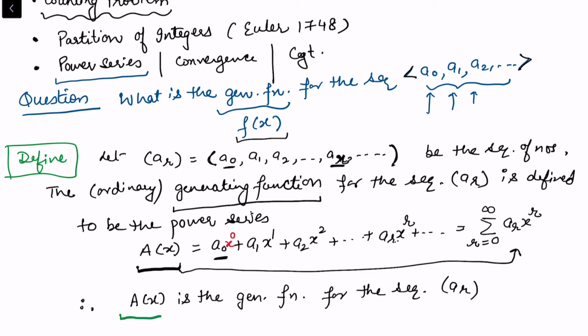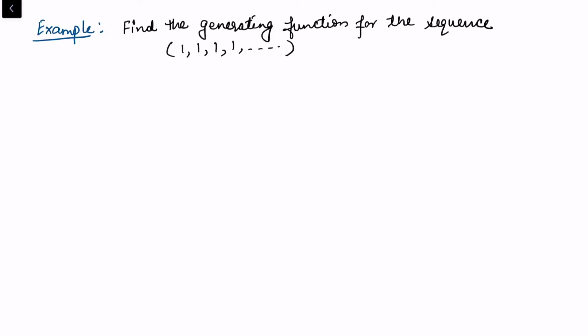Now, to understand this generating function, let us take an example. In this example, I want to find the generating function for the sequence of ones, where the ones go to infinity. As I've just explained, this is a0, this is the value for a1, here it is a2, and we continue like this.